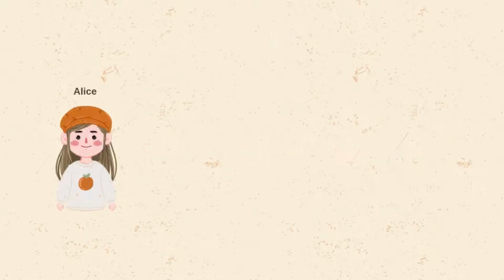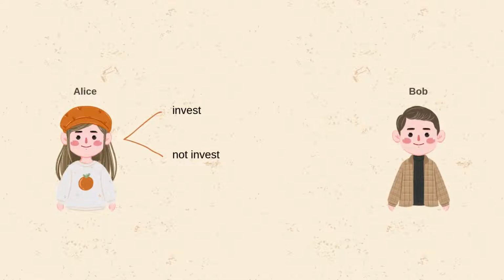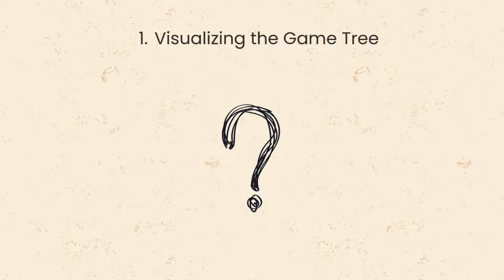Imagine you're Alice, a startup founder deciding whether to invest in a new technology. Bob, an investor, is watching your moves closely and will decide whether to fund your project only after seeing your commitment. So how does the game tree look for this example?